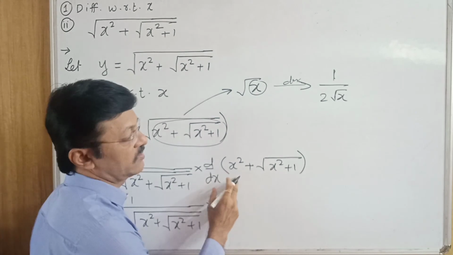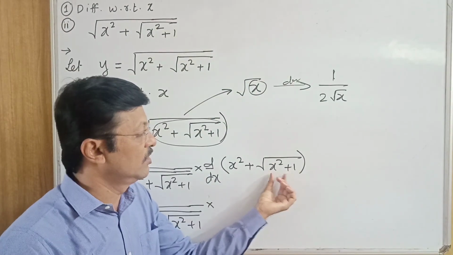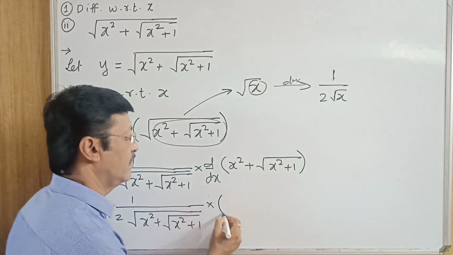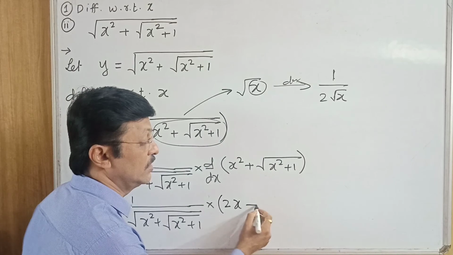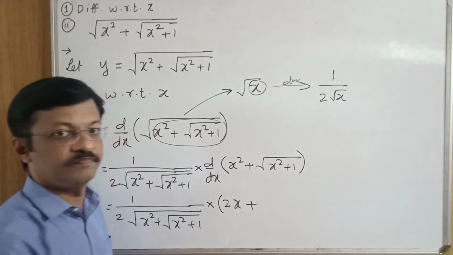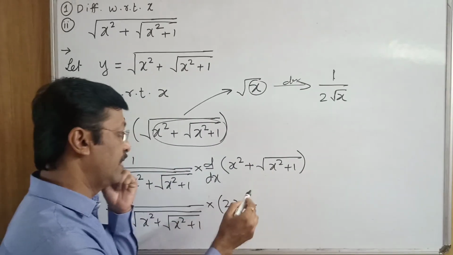Then what about this? d by dx of x square plus root of x square plus 1. Now this is u plus v. So derivative of u, derivative of x square, 2x. You can directly write that 2x. This is standard function. So directly derivative is written. Now derivative of this, derivative of x square is written plus derivative of root of x square plus 1.